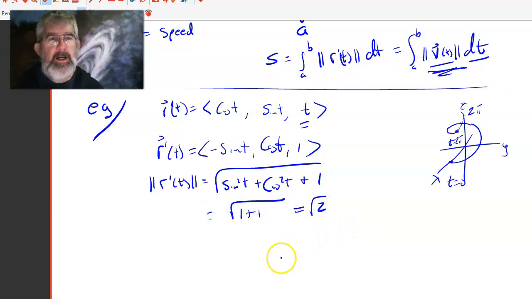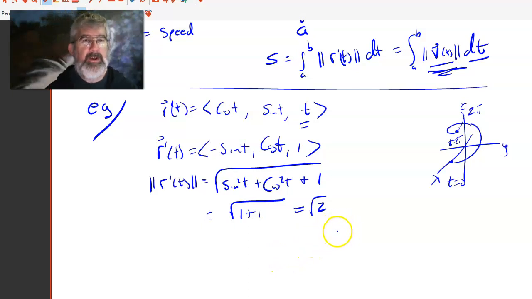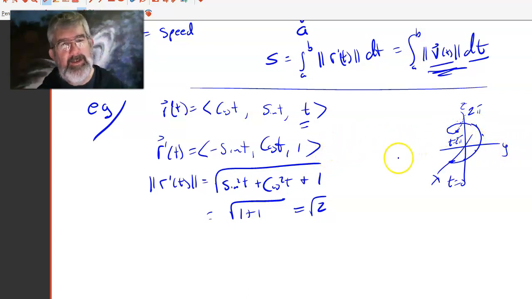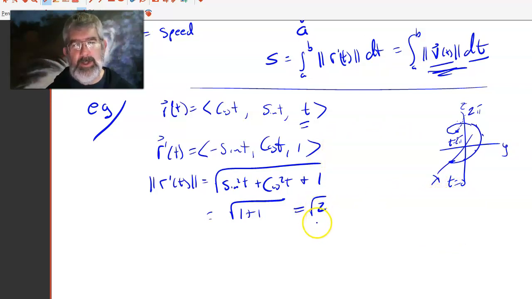Okay? This is what I would call constant speed. That is, my speed here as a function of t was just a constant. So if you think about an object that moves along that curve with this parametrization, it moves at a constant speed. So when I drew those subintervals before, I made them different lengths. In this case, they would all be the same length because it didn't depend on t.